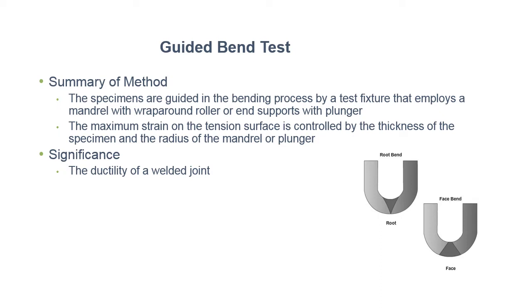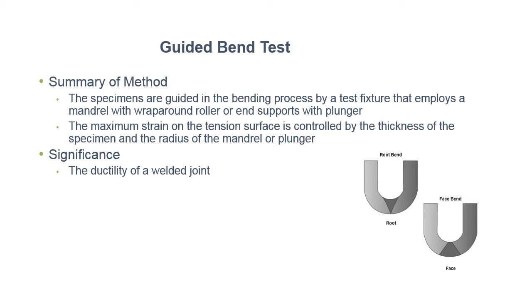Summary of method. The specimens are guided in the bending process by a test fixture that employs a mandrel with a wraparound roller or end supports with plunger. The maximum strain on the tension surface is controlled by the thickness of the specimen and the radius of the mandrel or plunger. Significance. The ductility of the welded joint.